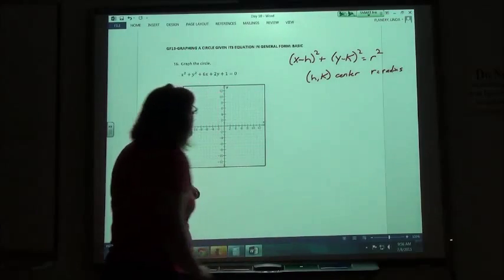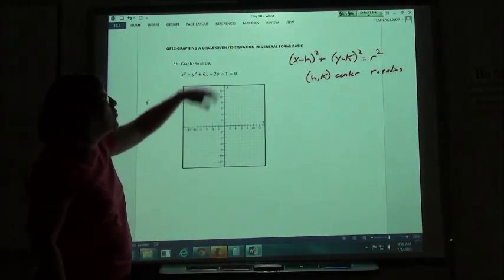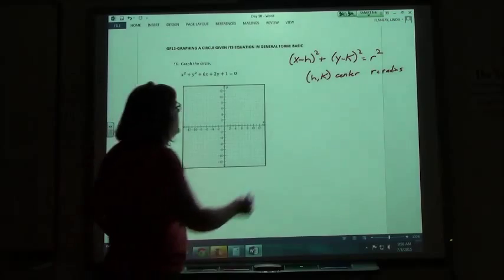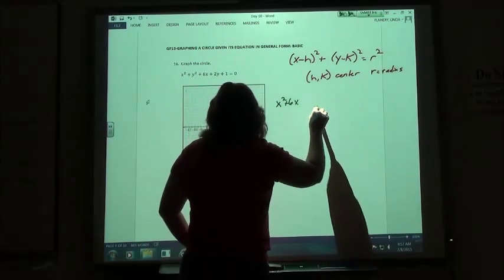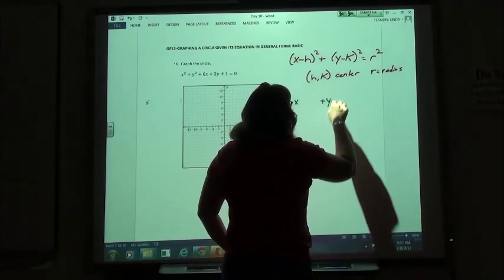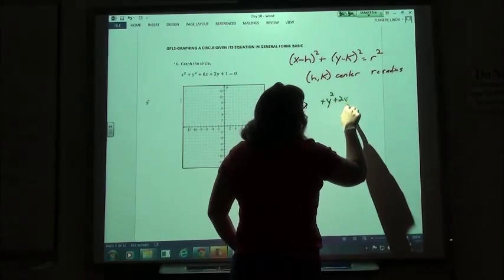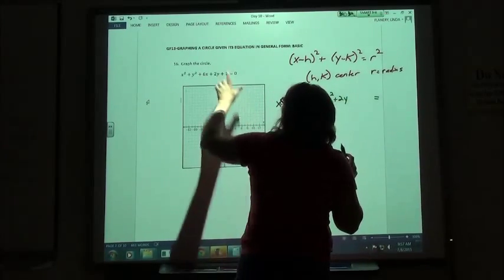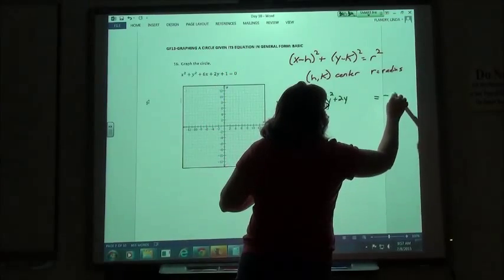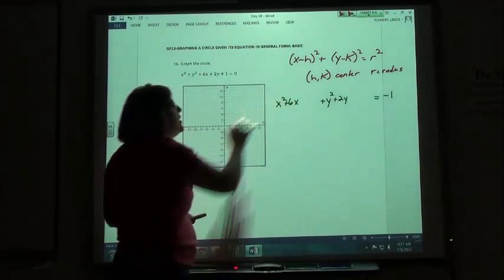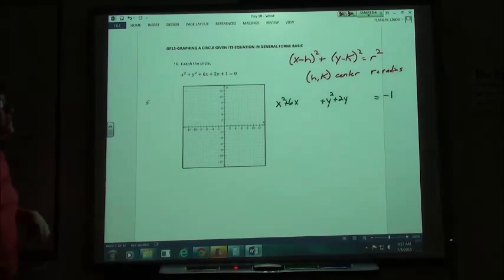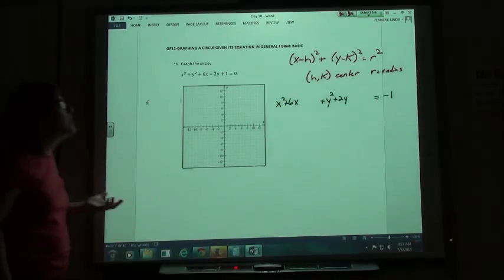I'm going to start by grouping my x's together, my y's together, my numbers on the other side. So I'm going to write it like this: x squared plus 6x, leaving a spot, plus y squared plus 2y, leaving a spot, equals, when I move this to the other side, it's going to become negative 1. Now I'm going to complete the square on my x's and my y's so that I can factor it into a perfect square.